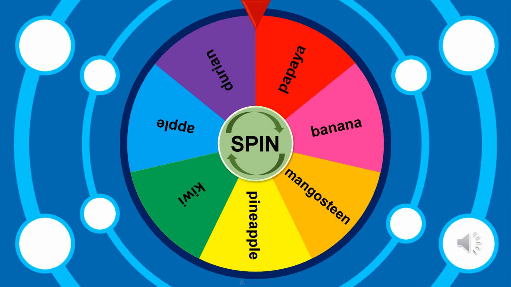Now, let us practice reading the words. We start from the words in the red color section. Papaya. Banana. Mangosteen. Pineapple. Kiwi. Apple. Durian.